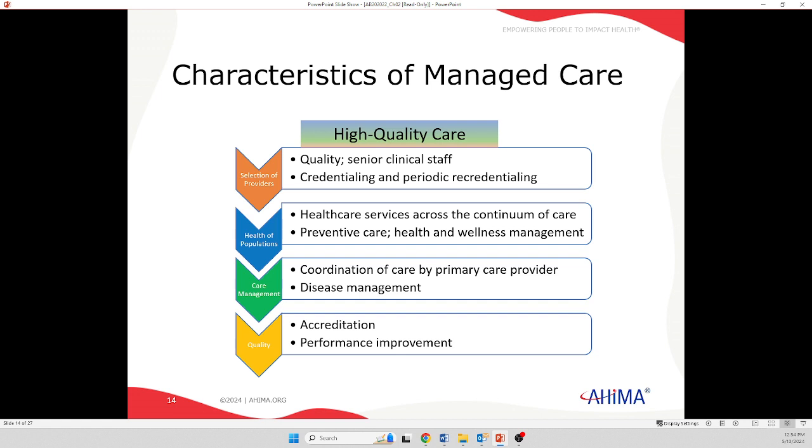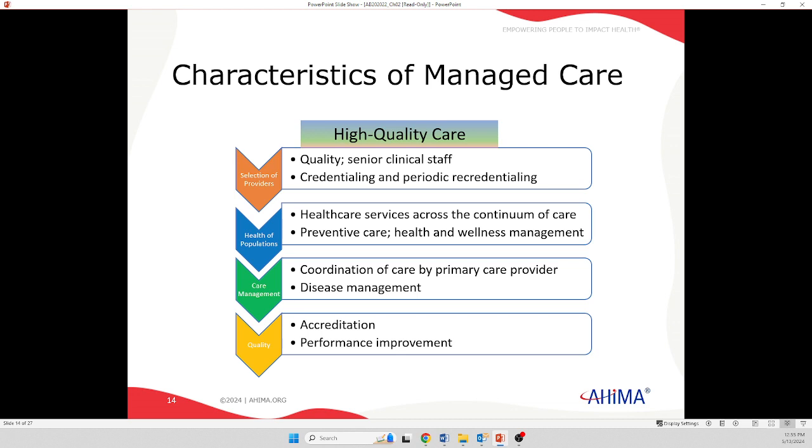The first is the selection of the provider. They have standards and procedures in place. They look at quality, senior clinical, credentialing, and periodic re-credentialing of these providers. They look at their scope of service and their location.